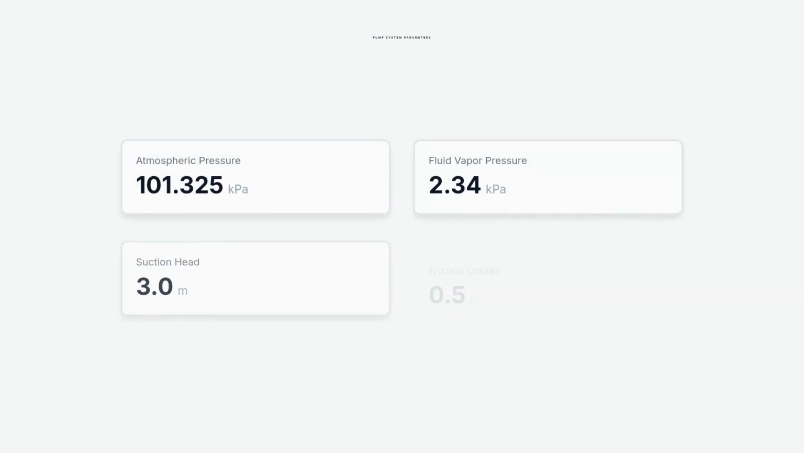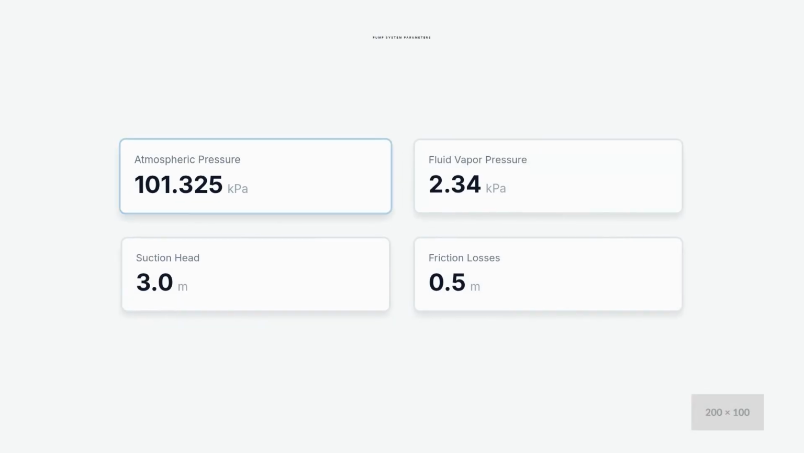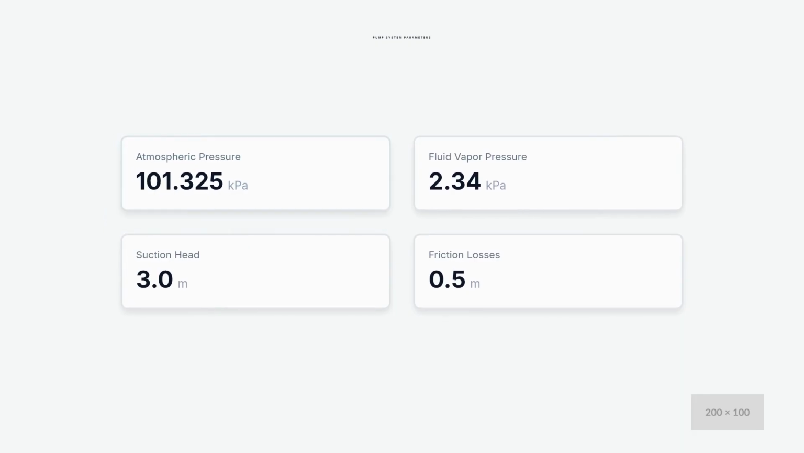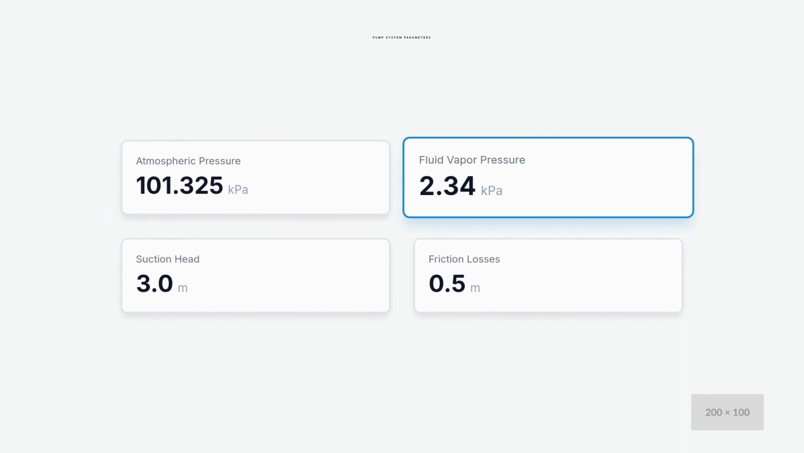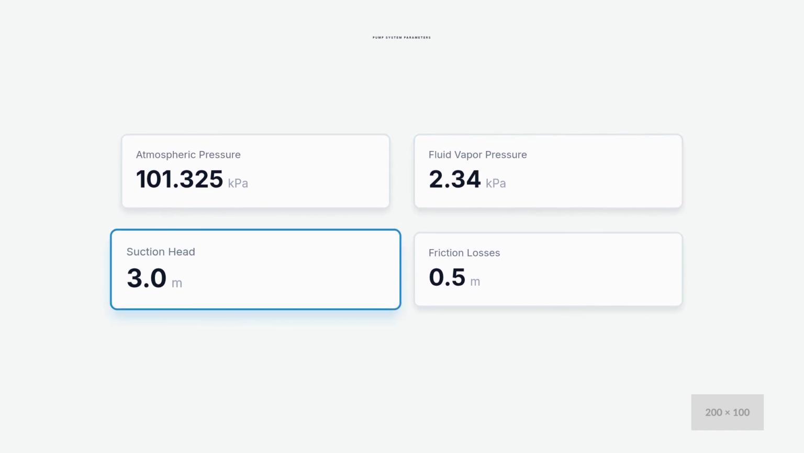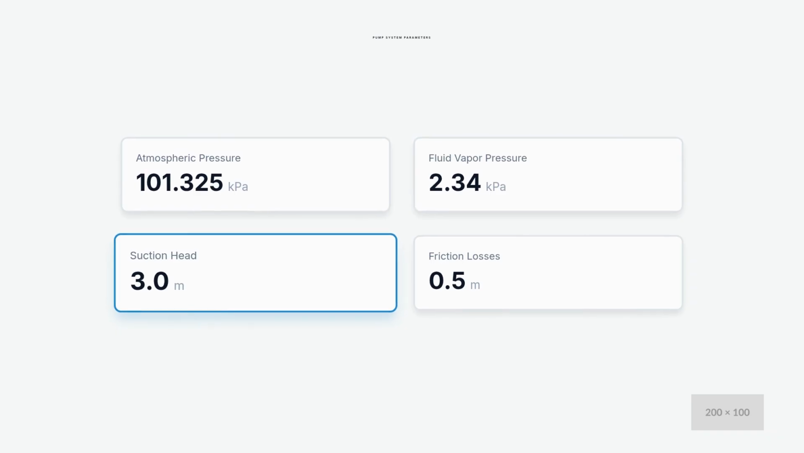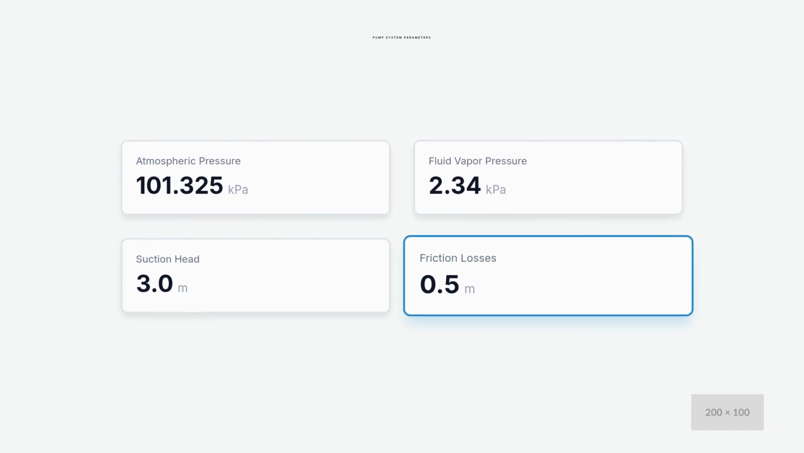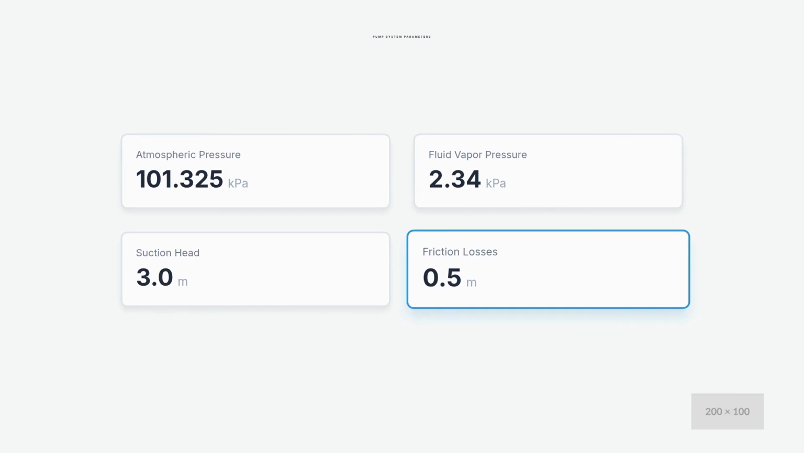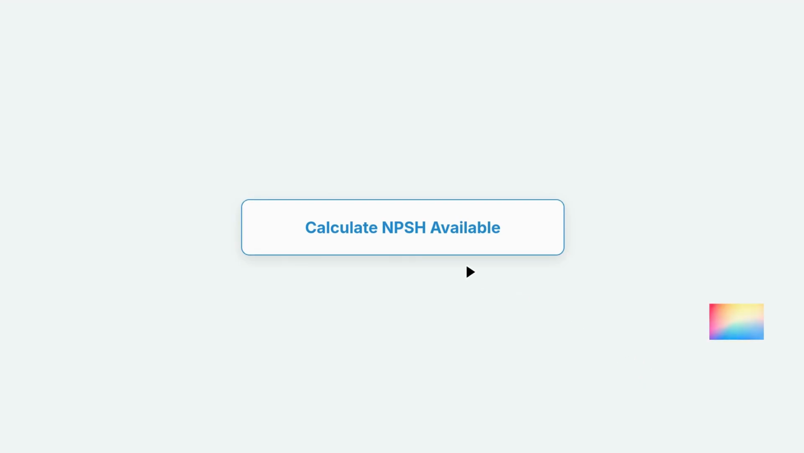Now enter your 4 input values. Atmospheric pressure in kilopascals. The default is 101.325. Fluid vapor pressure in kilopascals. Defaulted at 2.34. Suction head in meters. This is the vertical distance from the fluid surface to the pump center line. Defaulted at 3.0. Finally, friction losses in meters. Defaulted at 0.5. Click Calculate NPSH Available to see your results.